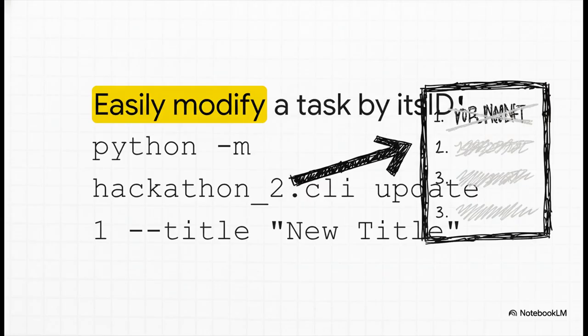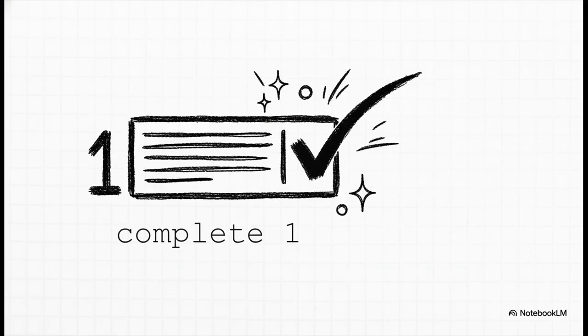Of course, plans change, right? Tasks evolve. So what if you need to make a change? It's just as simple. You just point to the task using its ID and then tell it exactly what you want to update. Super straightforward. And then you get that super satisfying moment of actually finishing a task. The complete command, followed by the task's ID, just marks it as done. It's clean, simple, and seriously effective.